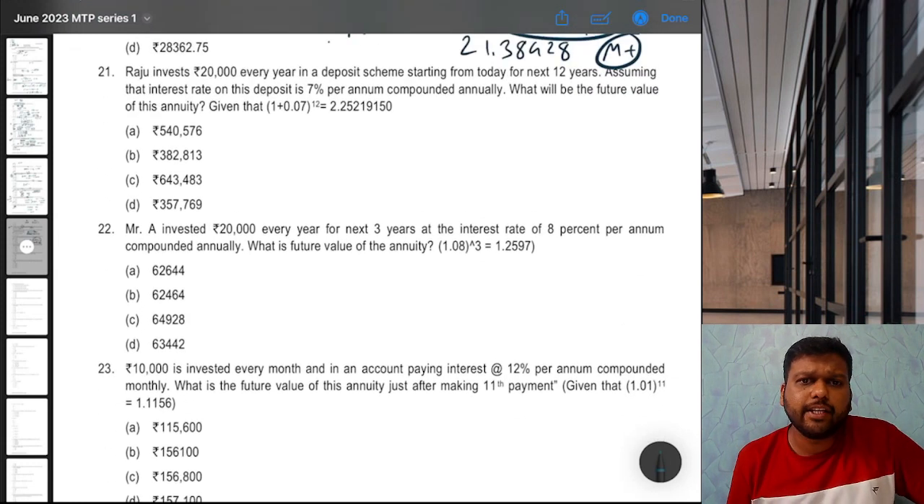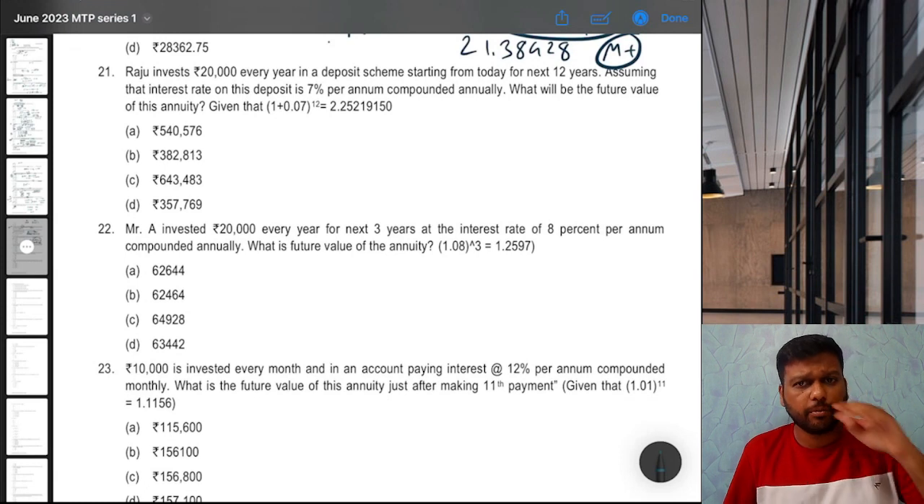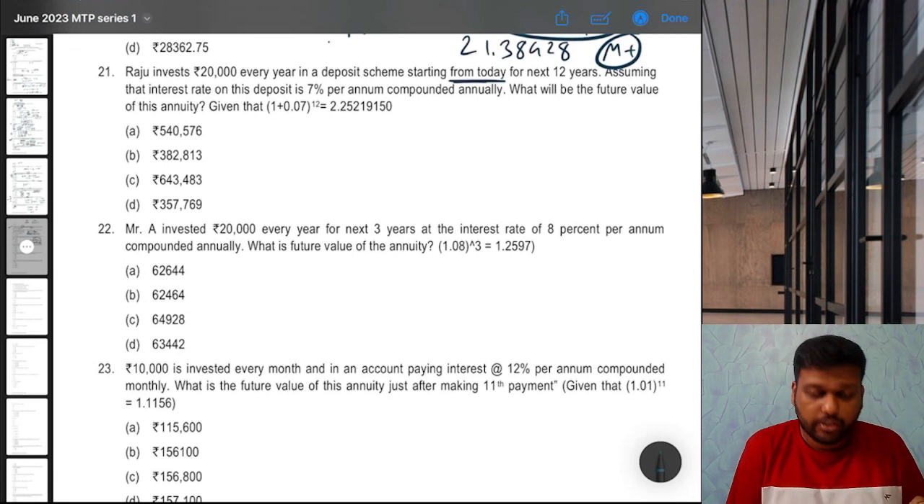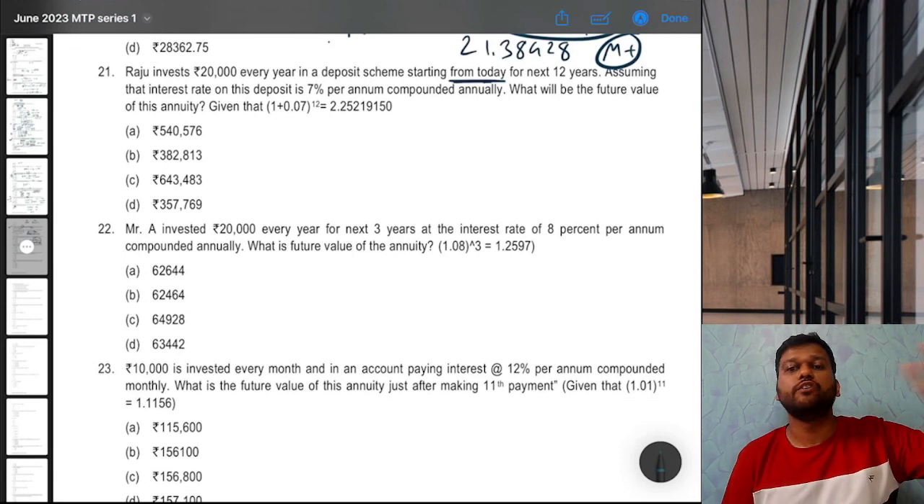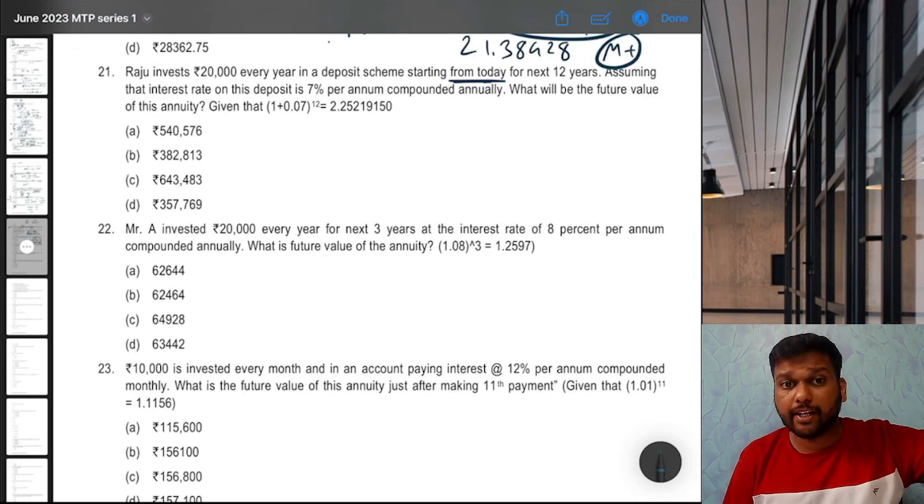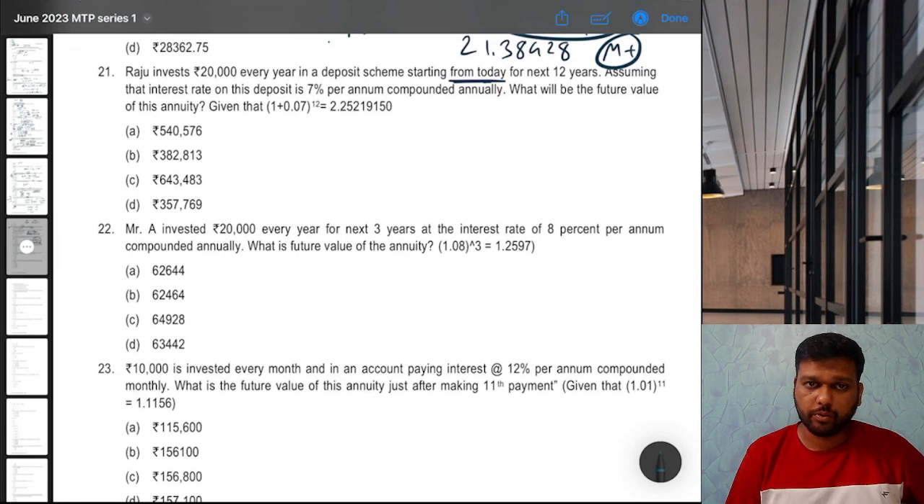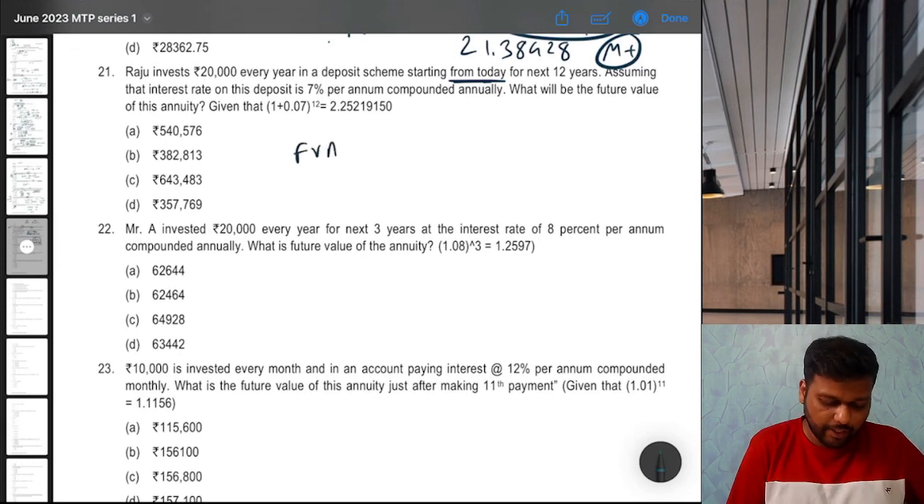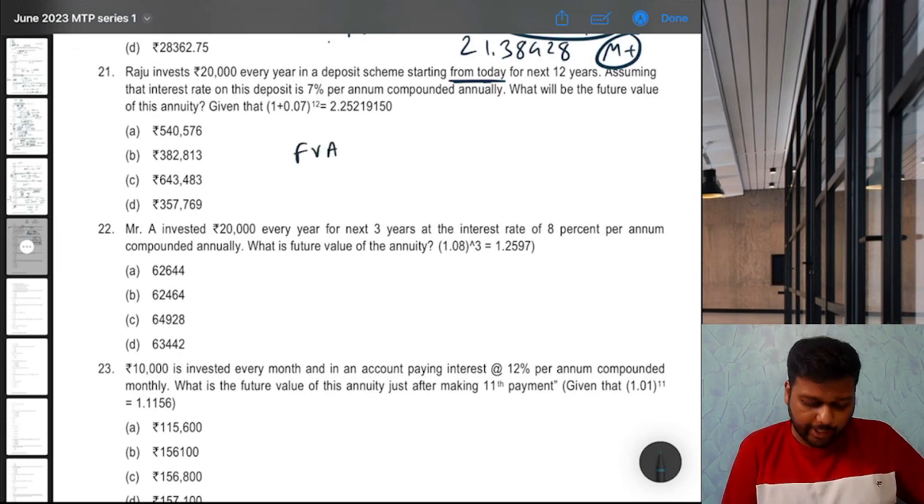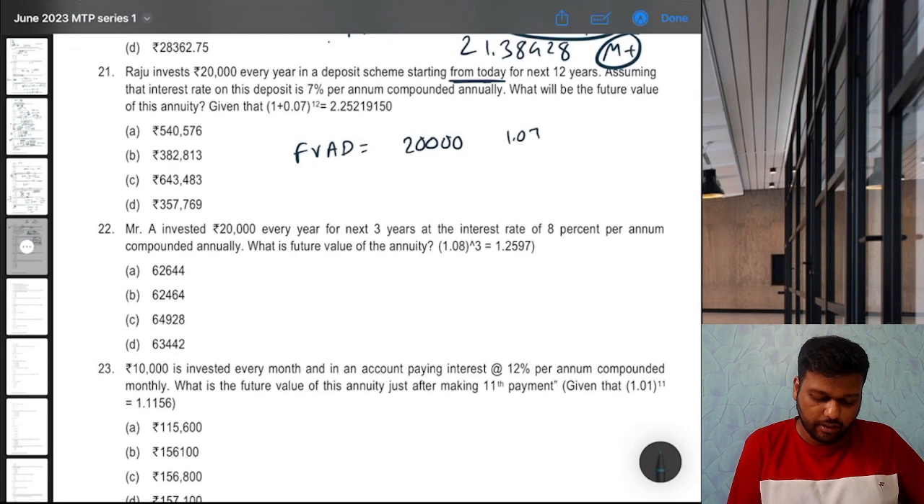Raju invests 20,000 every year in a deposit scheme starting from today. Starting from today, so annuity immediate, annuity due, for next 12 years. Assuming that the interest rate is 7% per annum compounded annually, what will be the future value? Future value of annuity immediate and annuity due is what? Annuity amount. Same formula, okay, 1.07 raised to 12 minus 1 divided by 0.07.